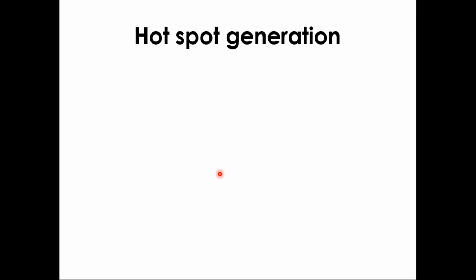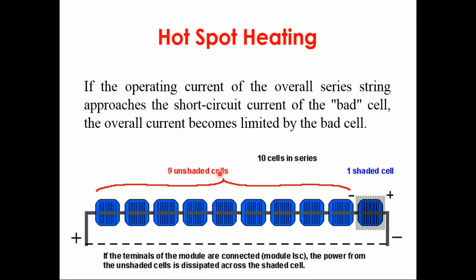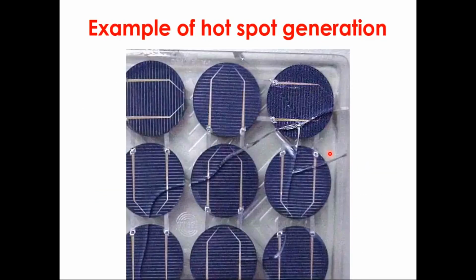Our next topic is hotspot generation. Now, if the operating current of the overall series string approaches the short circuit current of a bad cell, that is nothing but the shaded cell, then the overall current will be limited. Over here, the power contribution of this cell will be reduced, and hence the voltage will drop. So later on, in the long run, this cell will become a bad cell, which is known as a hotspot.